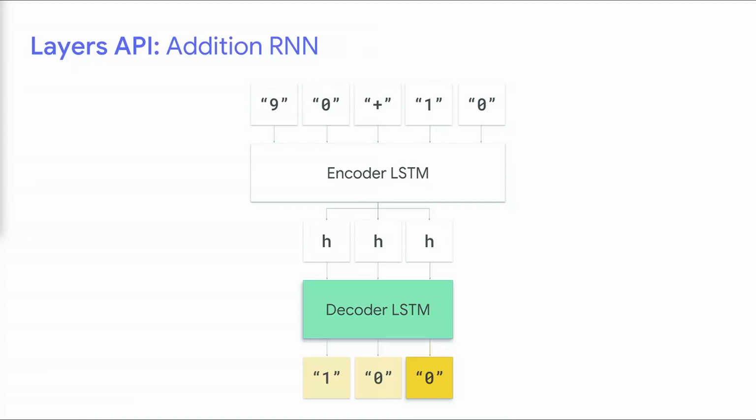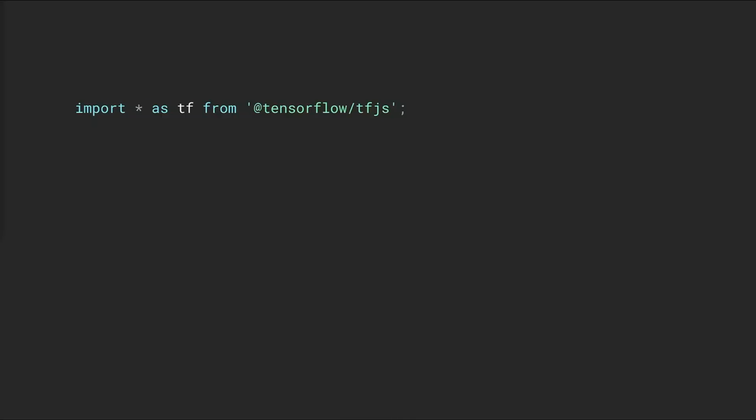Now, you might wonder why go through such trouble to train this neural network like this. But this example forms the basis of modern machine translation, and that's why we're going over this. To show you the code, we import TensorFlow from TensorFlow.js.